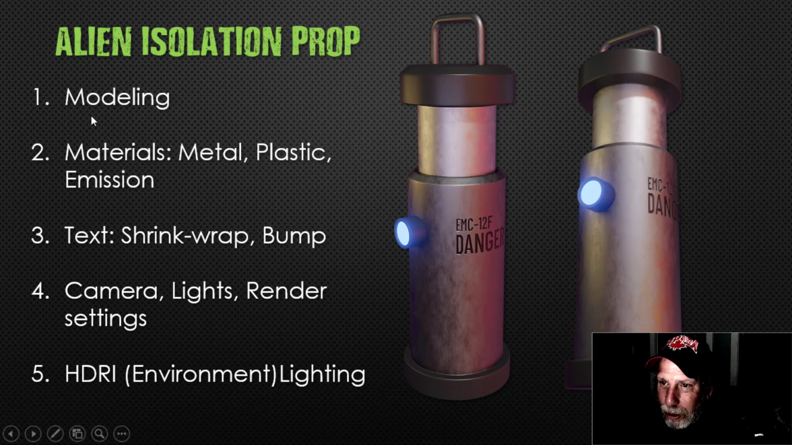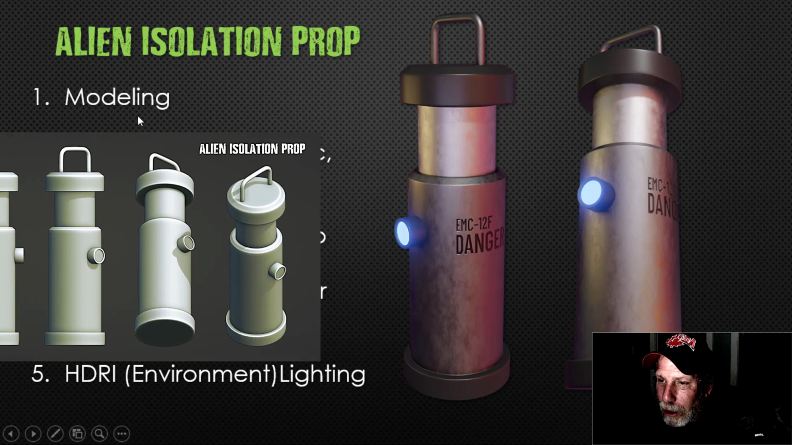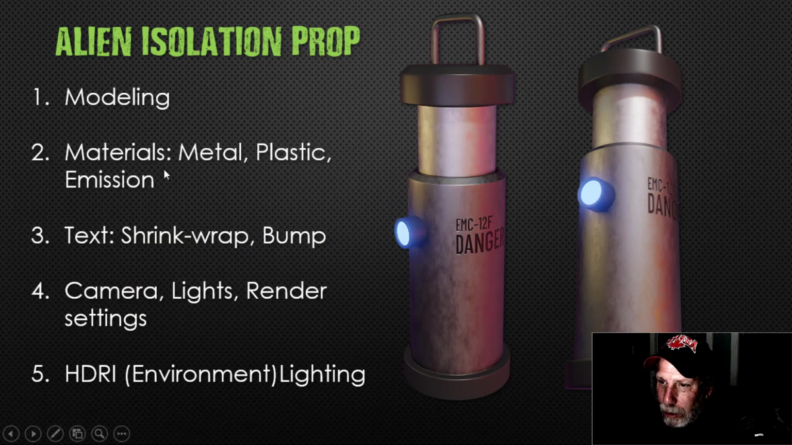In this video, we're going to do the modeling and I'm going to provide the reference for you if you want to model along with me. And in the next video, we'll work on the materials. We're going to have some metal, plastic, and an emission. We'll put some text on here using shrink wrap and we'll use a method to actually make this look like it's indented a little bit.